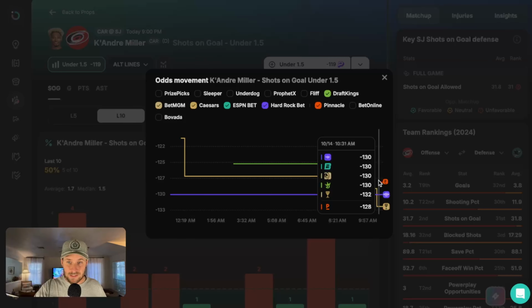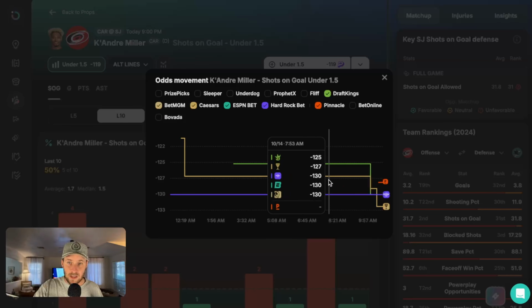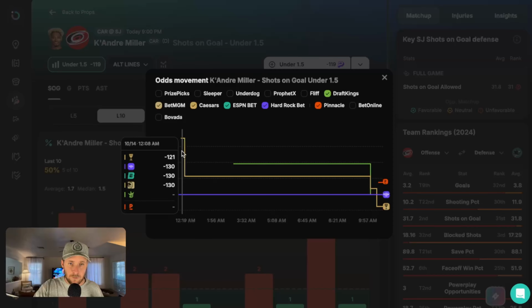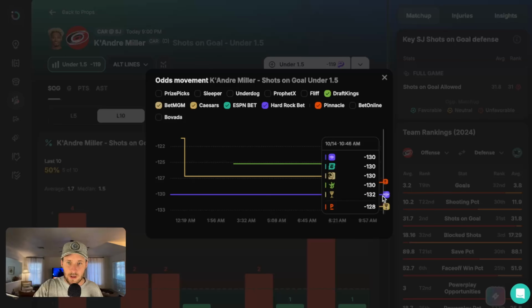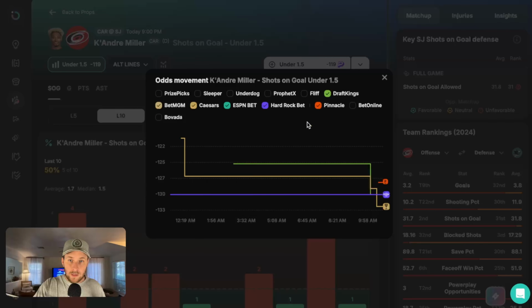Pinnacle just released this line at minus 128. And we're also seeing Caesars have this as high. When they first opened this up, it was at minus 121, and now it's currently sitting at minus 132. So again, all of these are looking like they're starting to trend down, which is exactly what I want. That means that hopefully our odds are going to continue to get better and better, and hopefully we can snag that before Prizepicks decides to make that a Goblin or just completely remove it like the previous play.